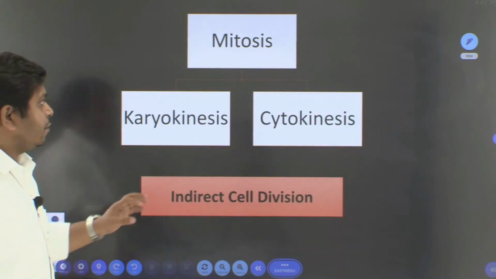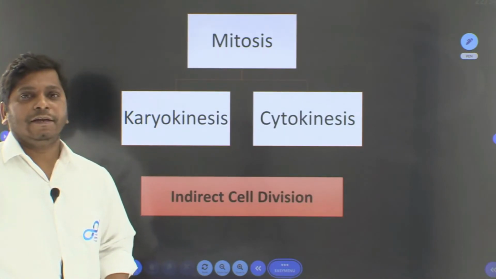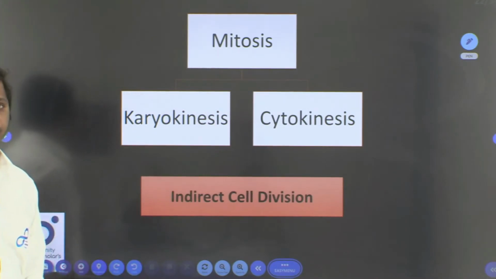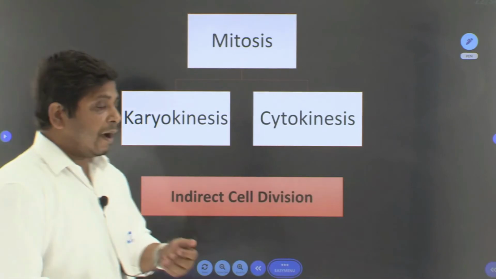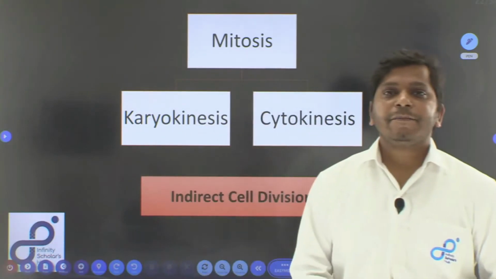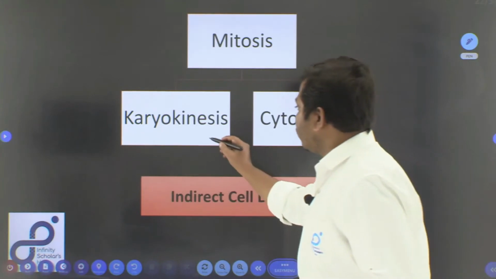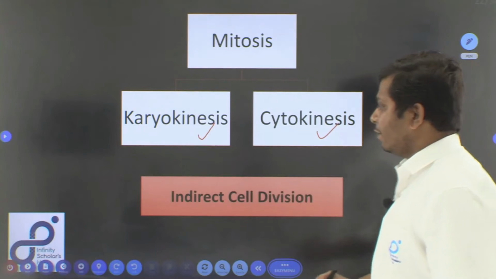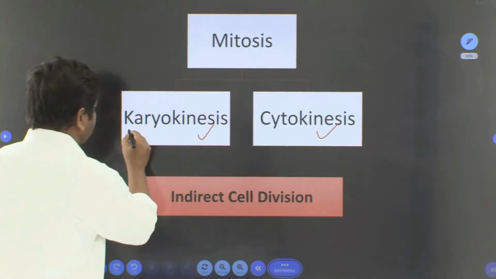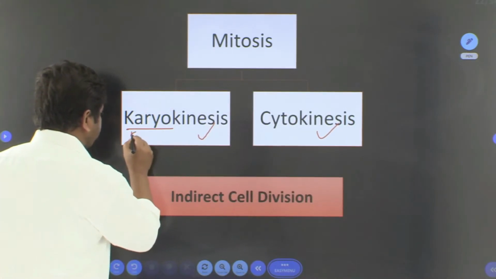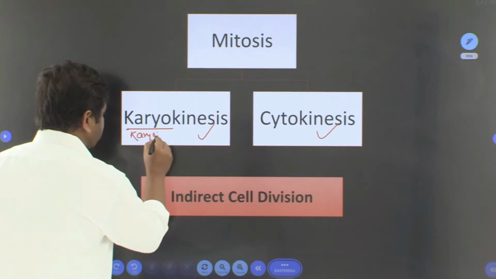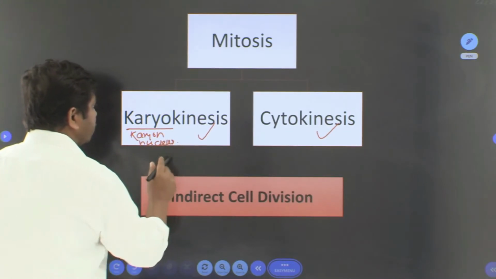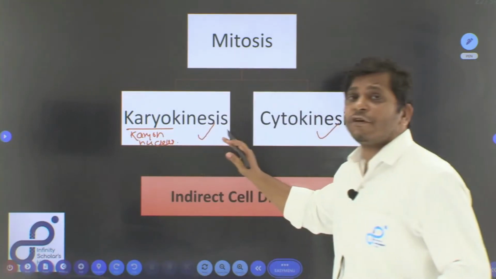The other most prominent form of cell division, which occurs in higher organisms, is called mitosis. Mitosis is completed fundamentally in two steps. What are those? One is called karyokinesis, the other one is called cytokinesis. Karyokinesis: karyon is a Latin word, karyon means nucleus. So this is the division of the nucleus.